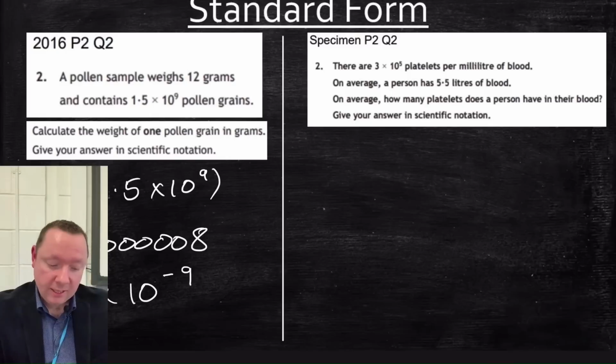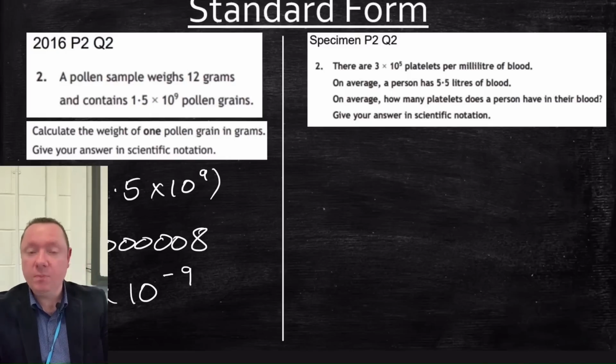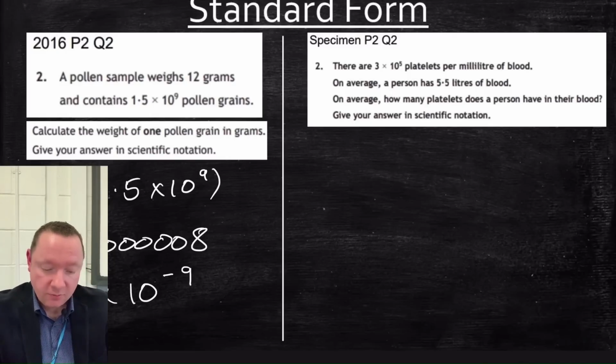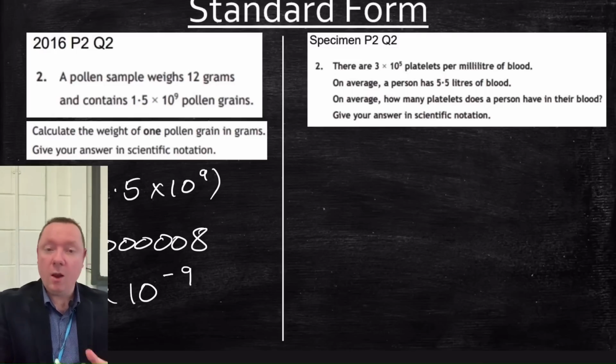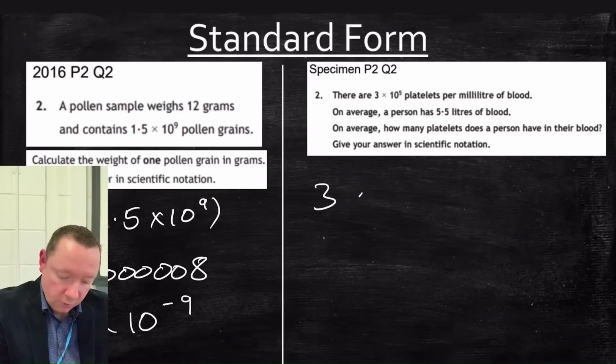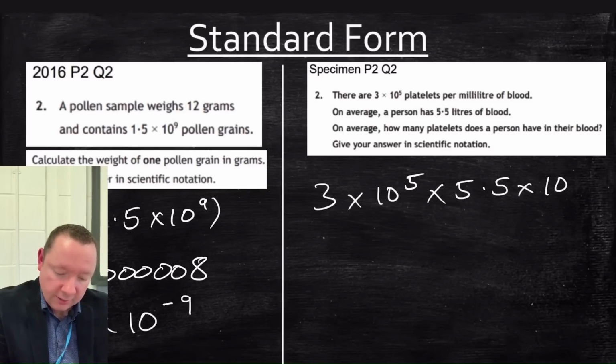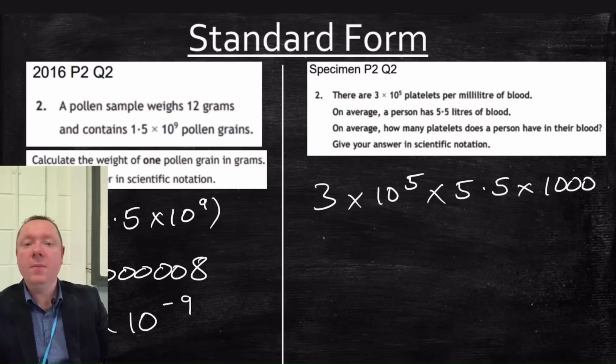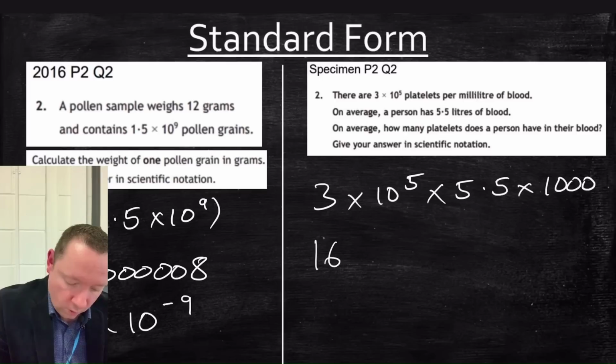There are 3 times 10 to the 5 platelets per millilitre of blood. On average, a person has 5.5 litres of blood. On average, how many platelets does a person have? Give your answer in scientific notation. So I have to work out how many a person's got in total. I need to multiply. So I need to do 3 times 10 to the 5 times 5.5 litres, but I need to multiply that by 1,000 because there's 1,000 millilitres in a litre.